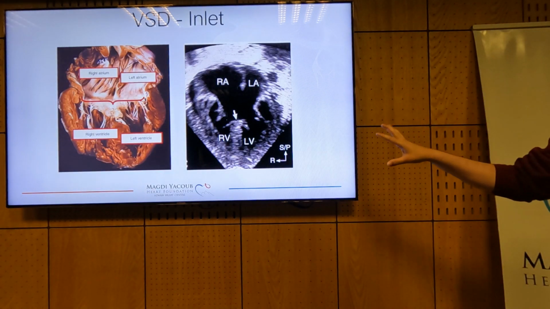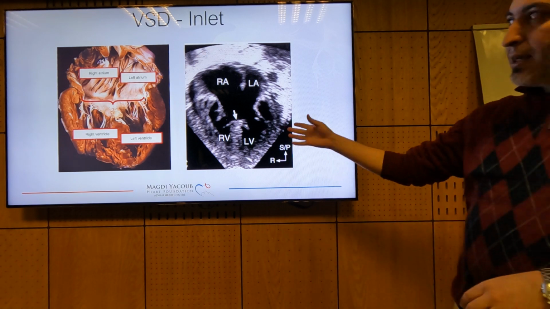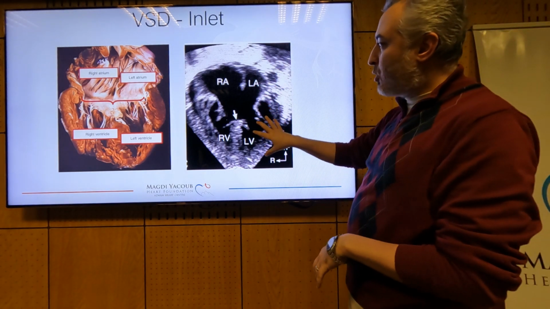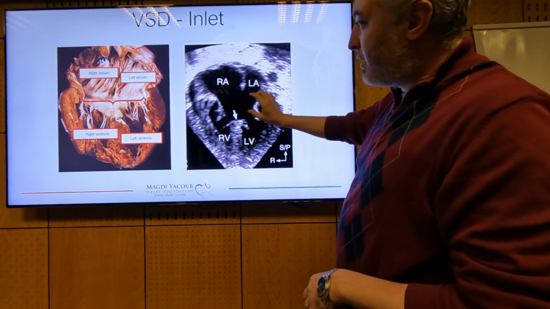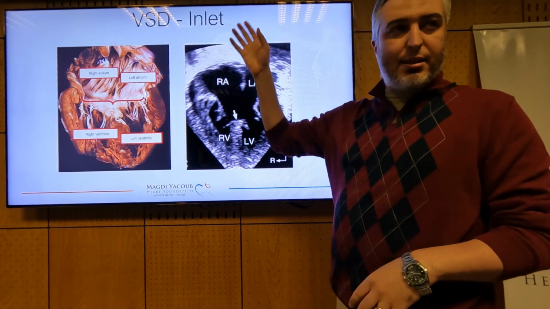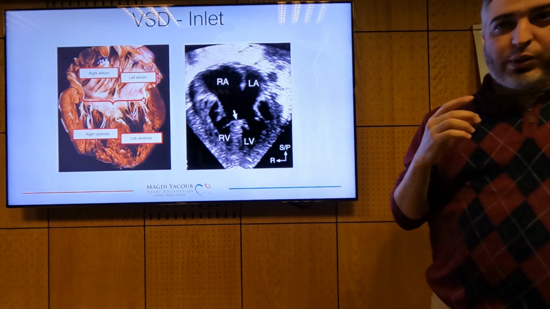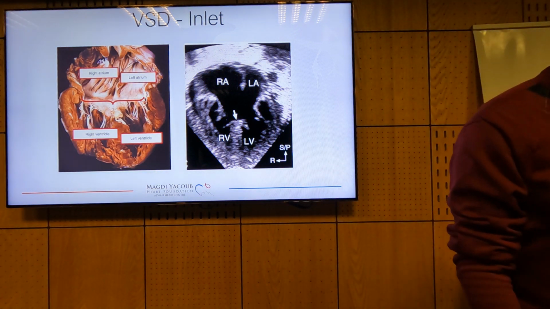Okay, what if you have an inlet VSD? So this is a canal type VSD. So this is a complete canal, right atrium, right ventricle, left atrium, left ventricle. And then you would find the VSD, the canal VSD is an inlet VSD. Where do you see the RV inlet?